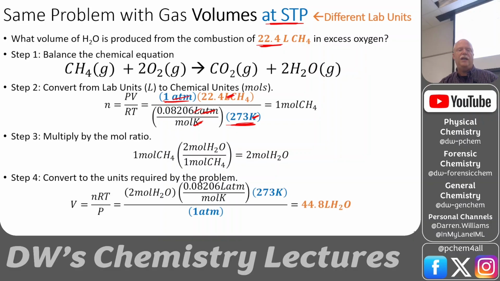And then we're going to see now the ideal gas law is a little different. Instead of solving for moles, we want to solve for volume. So that's nRT over P. So we've got the number of moles of water, the gas constant, standard temperature, standard pressure, and we end up with 44.8 liters of water. So this is the same problem but done with different lab units. This is done using liters.